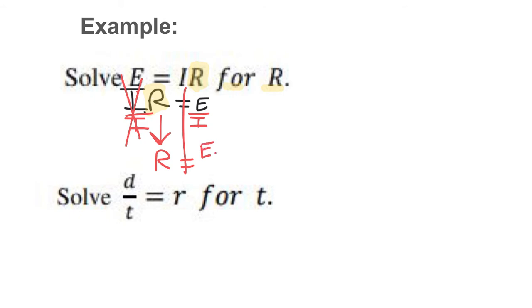You can't combine that together because they're just letters. And so that's the answer. R is equal to E over I. We've rearranged that formula so that it's R equals instead of E equals. That's what they've asked us to do.